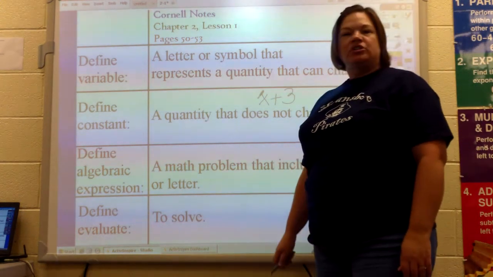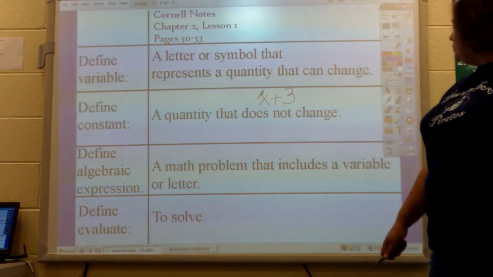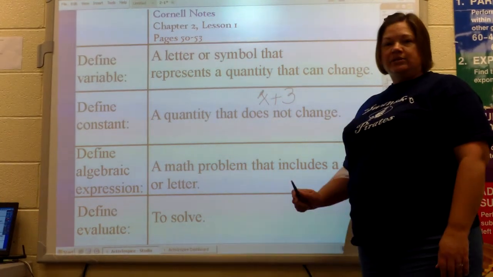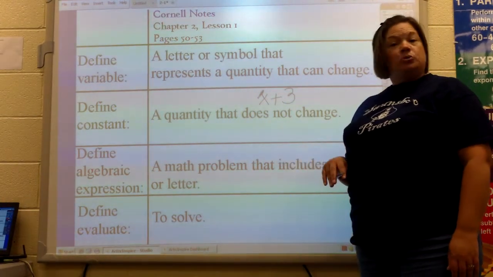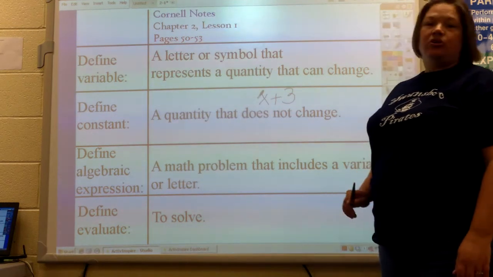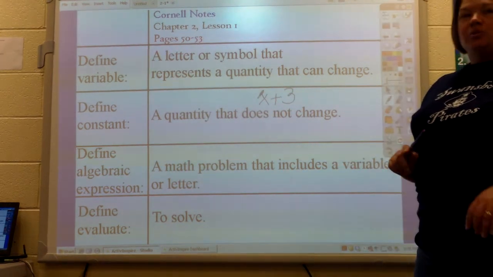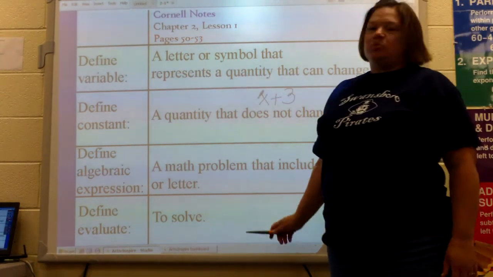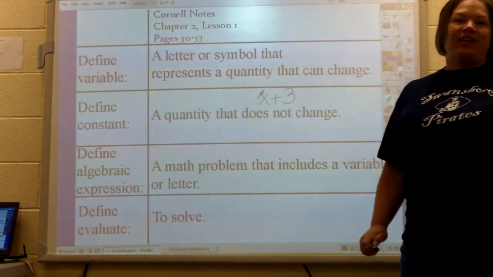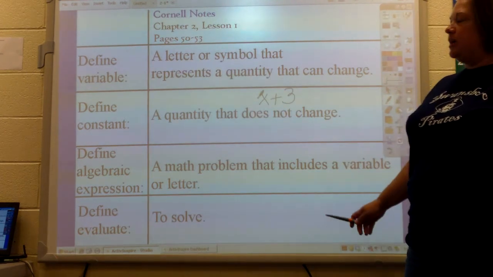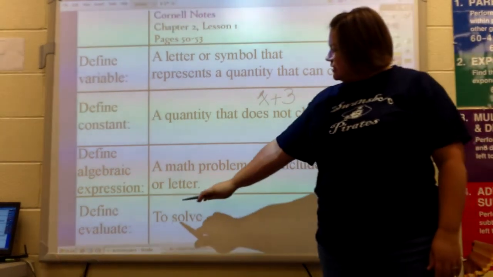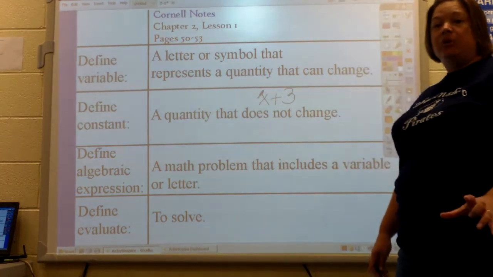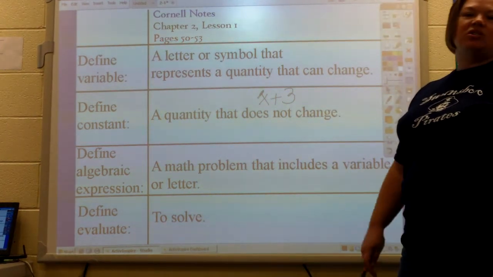Define algebraic expression, and that's just a math problem that includes a variable. We talked about numerical expressions last week, and the difference between an algebraic expression and a numerical expression is the numerical expression just has numbers and symbols. The algebraic expression is going to have that letter or the variable in it. That's what makes it algebraic. You're going to see the words define, evaluate. Whenever you see evaluate in a problem in your textbook, that just means to solve for the answer.